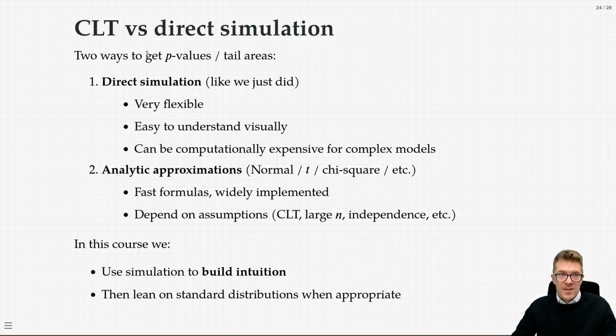So just to wrap things up a little bit, the central limit theorem versus a simulation. There are two ways to get p-values. One is through direct simulation, like we just did. We just do a random simulation of coin flips under an assumption that something is fair, under the null hypothesis. Very flexible. We can set things up the way we want. We can represent things visually like we did, and it can be computationally expensive.